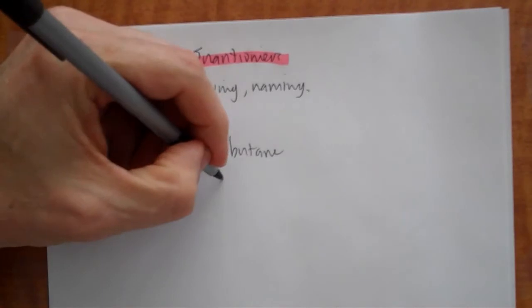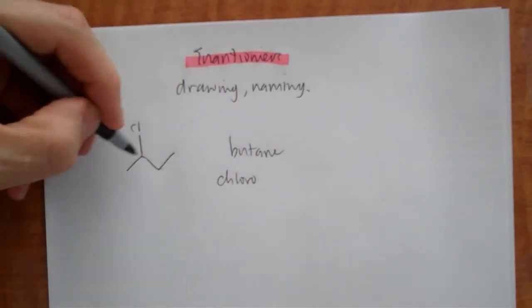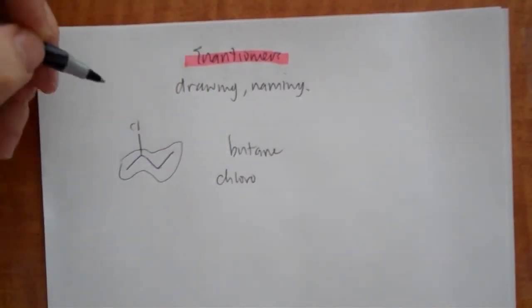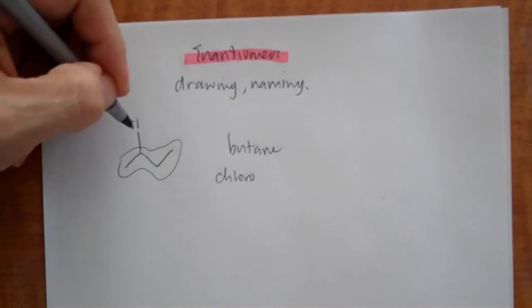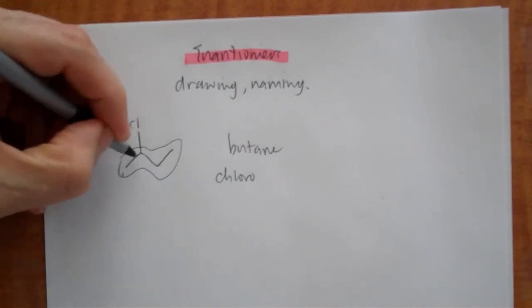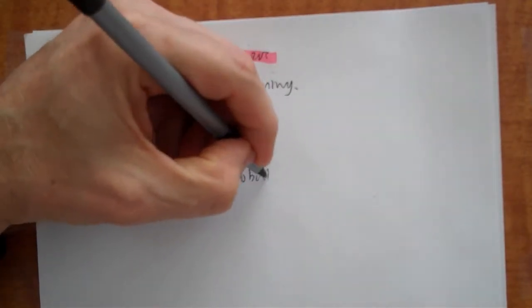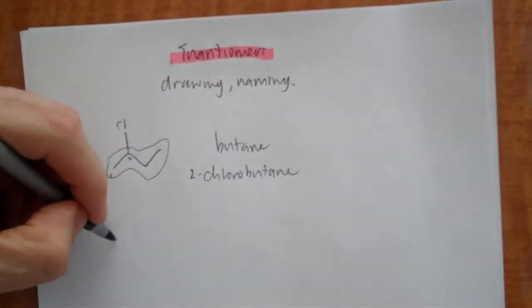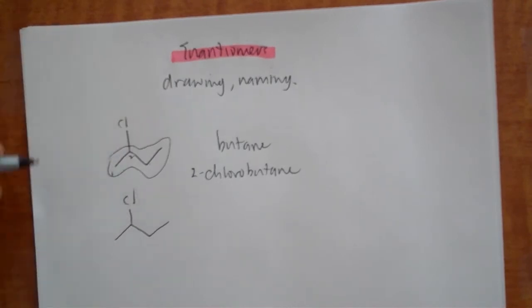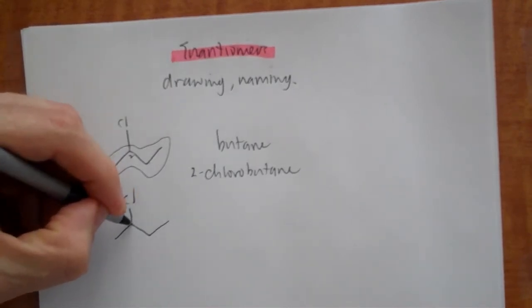butane. Identify the substituents, chloro. There's my butane right there. Okay, identify the substituents, chloro. And now we've got to say where it is. 1, 2. It's 2-chlorobutane. Okay, let me redraw it again to make it sort of clean. Alright, now that is 2-chlorobutane.